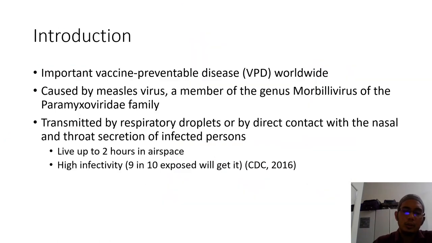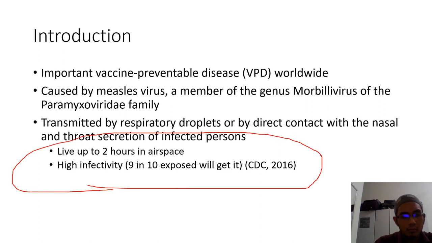Because the most important thing regarding measles is, as I mentioned with the R0 just now, it is very infectious. It can spread to 10 up to 13 people, just now, as in the infographic.